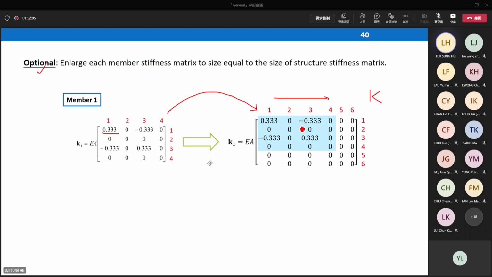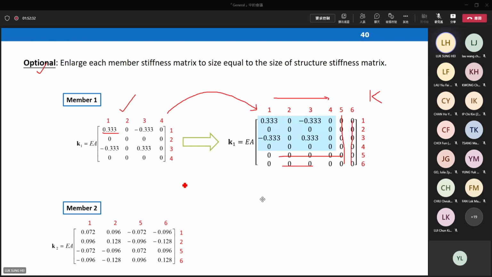The blue color represents the positions of our element 1 elements. And what about row 5, row 6? Initially, we do not have row 5, row 6 for our element 1. If there is no corresponding number, then you can fill that up with 0. 6 by 6. Fill up those extra rows, extra columns with 0 elements.